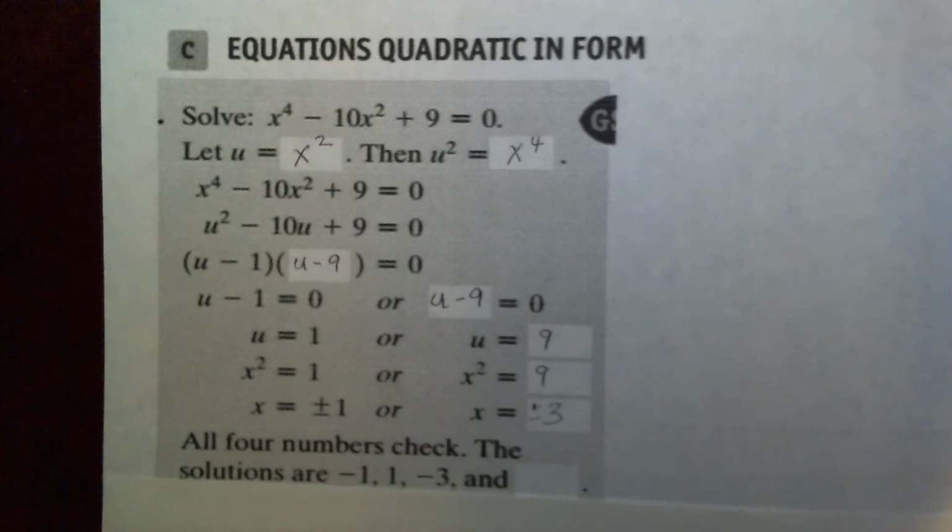So all four numbers check. So the four solutions are minus 1 and 1, and minus 3 and plus 3.